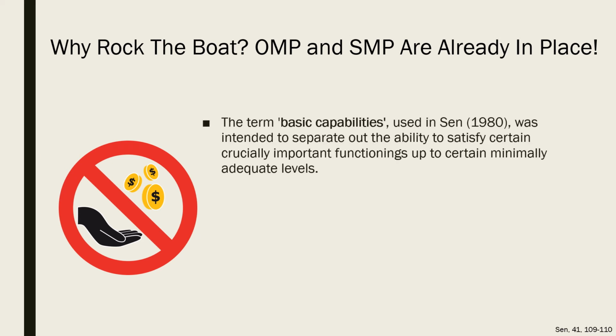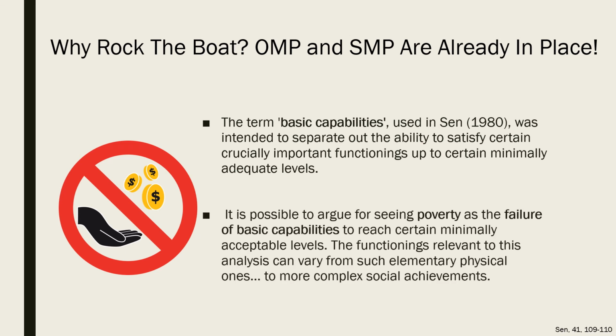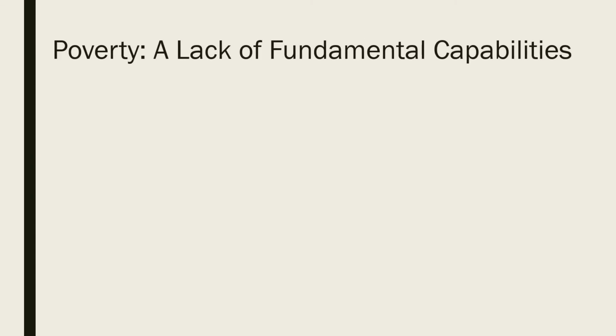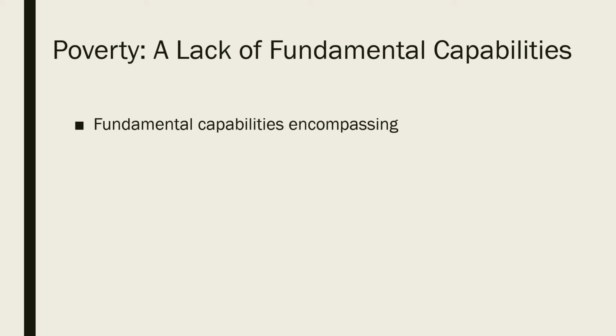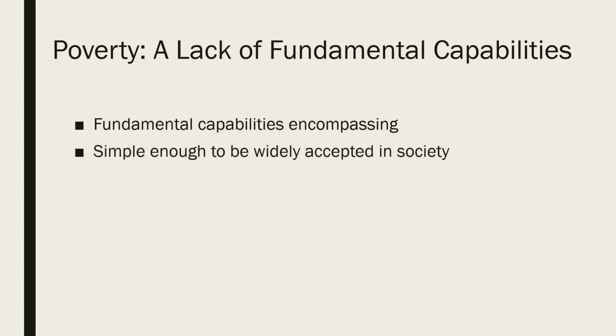Sen believes that we should be defining poverty as a failure of basic capabilities to reach some minimal level. Everyone should have the ability to choose among a set of functionings, and in that set of functionings, everyone should have the ability to have his or her basic needs met. This is where our fundamental capabilities come into play. We believe that the 3 fundamental capabilities that we have proposed are encompassing enough to include all that would be needed by an individual to meet his or her basic set of needs, while still being simple enough to be widely accepted into society.